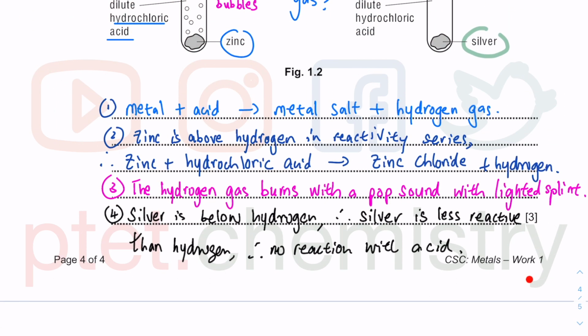And that's it really overall for this work 1 for the combined science metals associated with this Cambridge International 5129 syllabus, but entirely suitable for any 14 to 16 years old students doing these combined science or coordinated science curriculum.